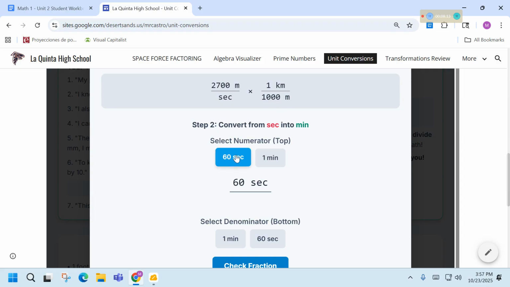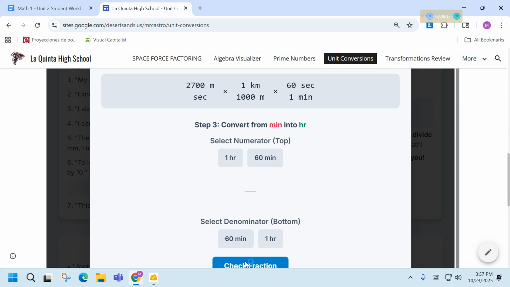So the 60 seconds will be on top, and that means that 1 minute must go on the bottom. So we can check that fraction and see it didn't give us an error because we have this the right way. Now we want to go from minutes to hours. So tell me, should minutes go on bottom or top? Well, the minutes are right here, yeah? You see them? Minutes are on bottom. So what goes on top? Minutes, right? We want to cancel out the minutes, and then on bottom is the 1 hour.